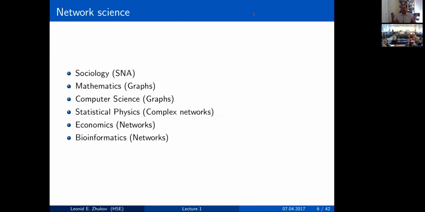Okay, so network science. Well, network science as a science has been forming within the last several, I would say 5-10 years, and it has different sources. And in fact, because it comes as a joint from different sciences, it quite often carries different names. So first of all, the source is, of course, sociology, right? And sociology usually refers to this as social network analysis.